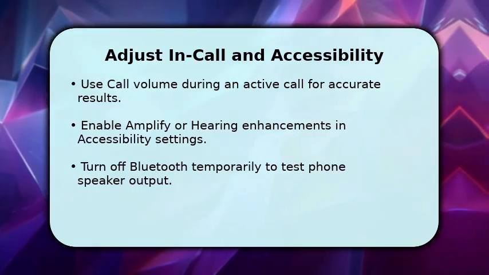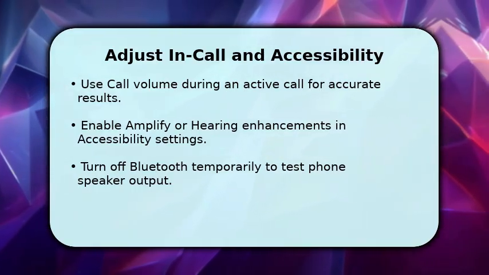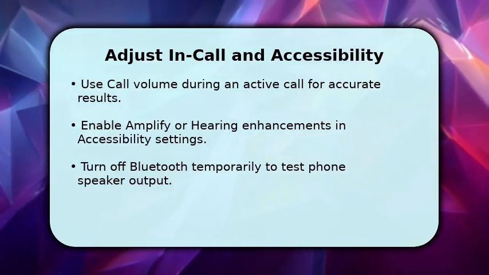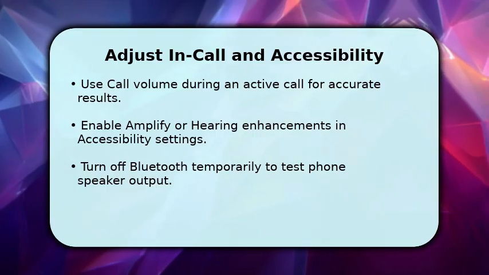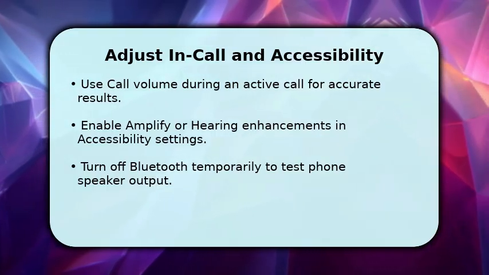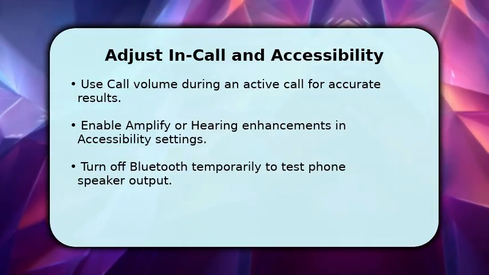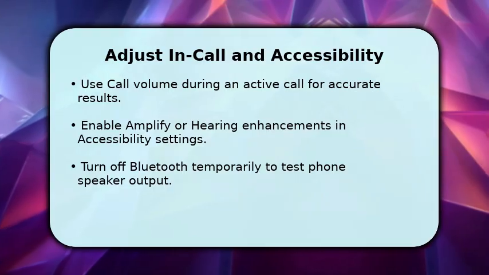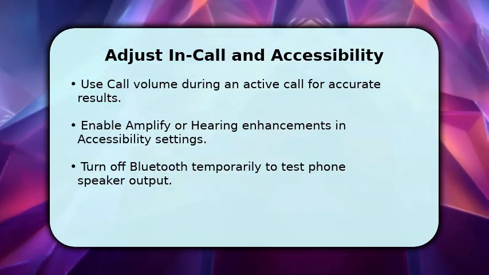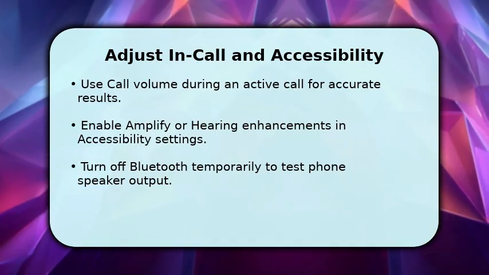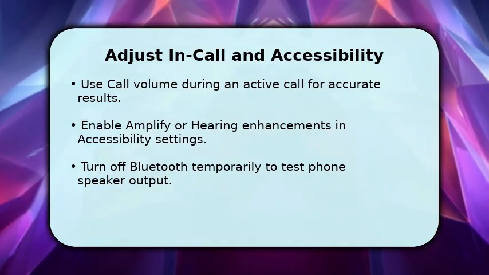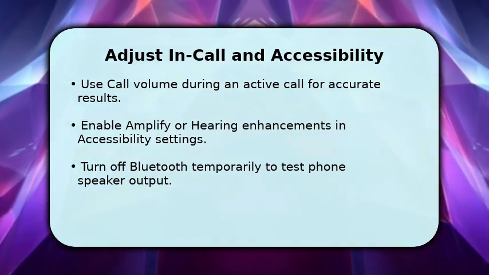Then open Accessibility and enable Hearing Enhancements or Sound Amplifier. These features boost clarity and can raise perceived loudness. Make sure Bluetooth is off while testing, because routing audio to a paired device can mask speaker problems. Also check the phone app's audio settings for options like noise reduction. Disabling aggressive noise reduction can sometimes increase voice volume.